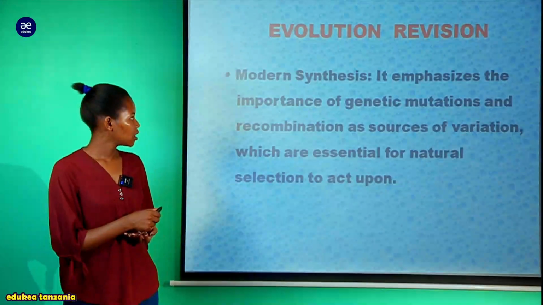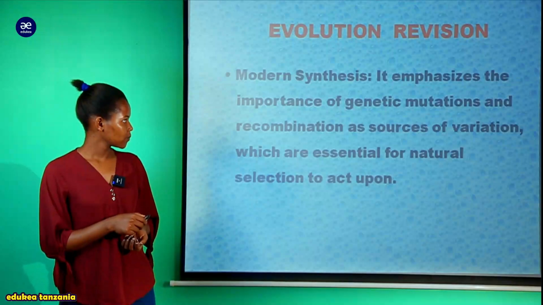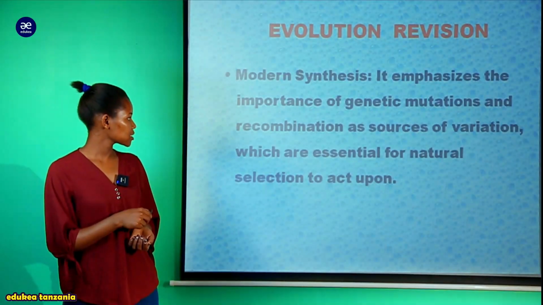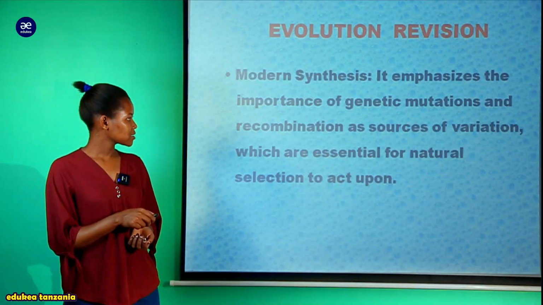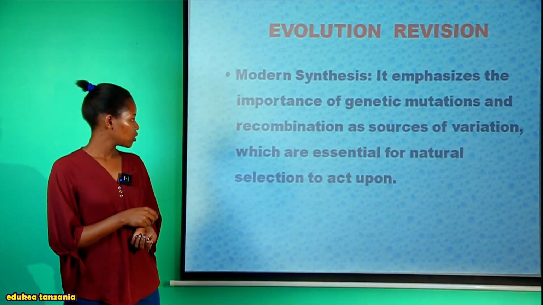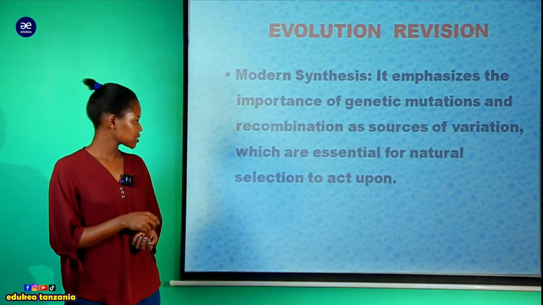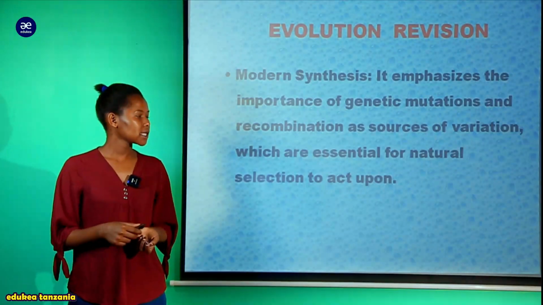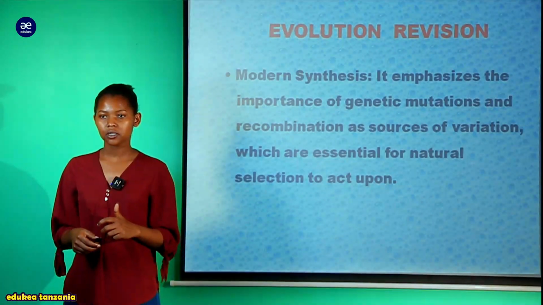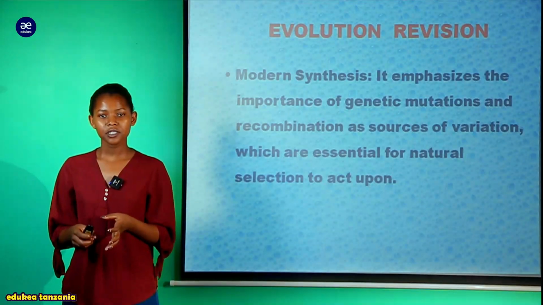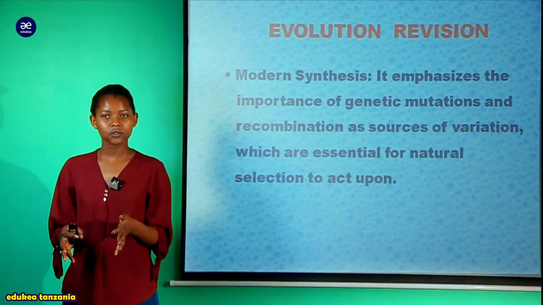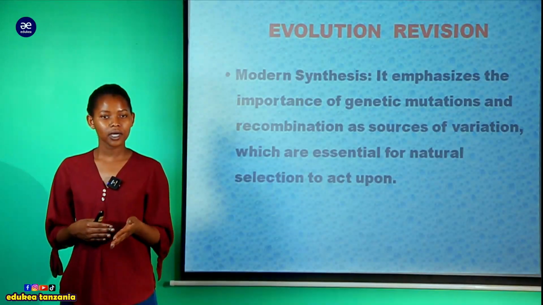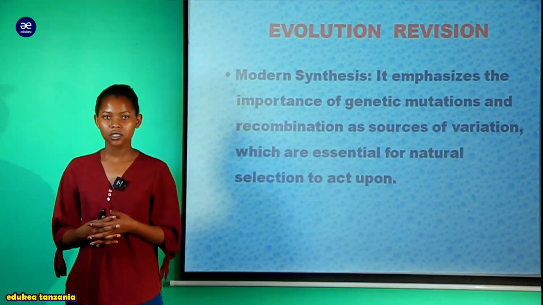And also, tukiangalia modern synthesis, it emphasized the importance of genetic mutations and recombination as sources of variation, which are essential for natural selection to act upon. Aliemphasize kwenye importance ya genetic mutation na recombination, kwamba genetic mutations zikitokea na recombination due to reproduction zinapelekea evolution kutoka generation moja kwenda generation nyingine.